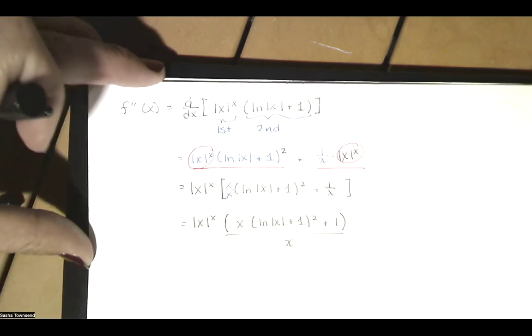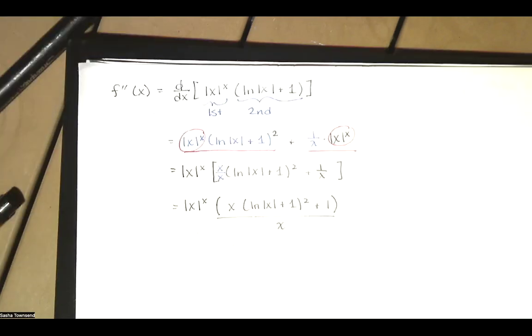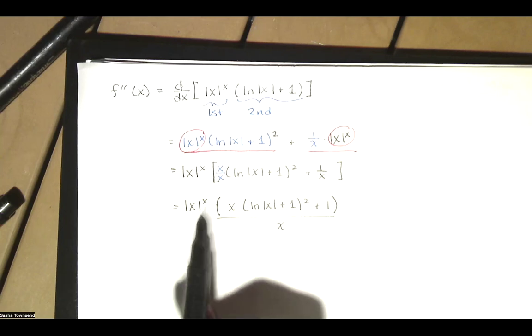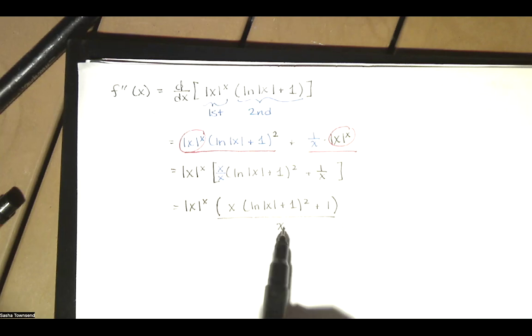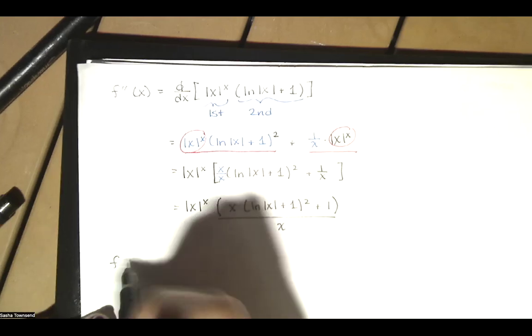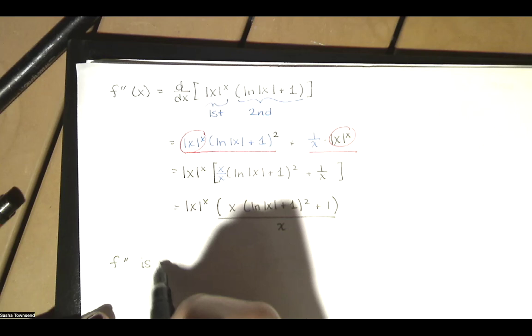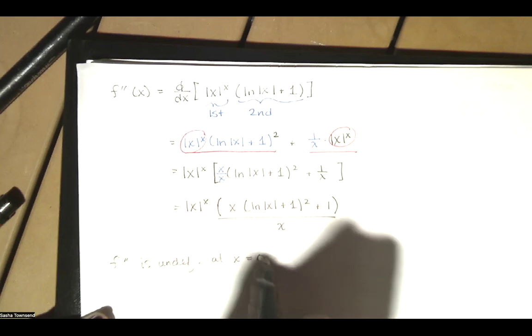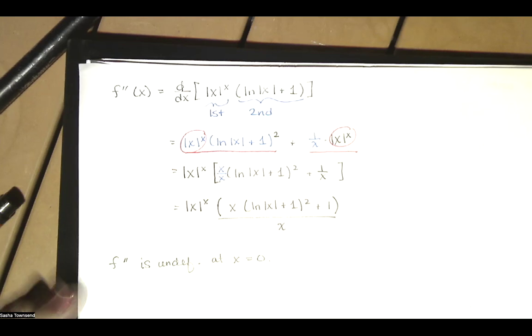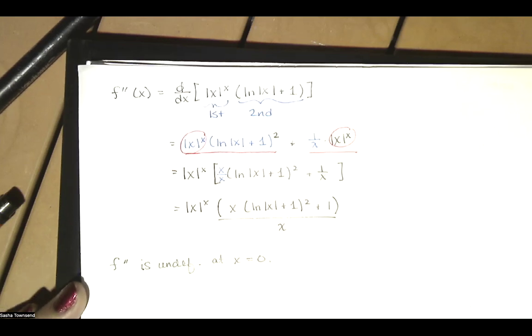We can see right away that f double prime is undefined when x equals 0. And we know that this is always positive. So whenever it's defined, it's positive, right? So we've got a positive number divided by something that can't be 0. So let's write that down. F double prime is undefined at x equals 0. And f double prime would be 0 when this expression in the numerator is 0.